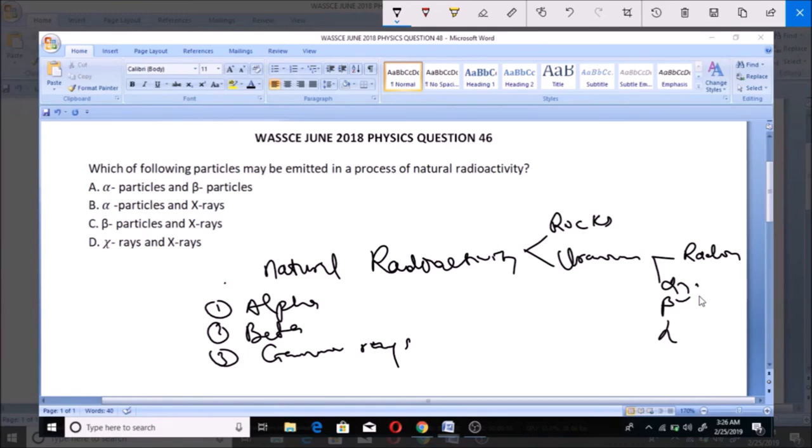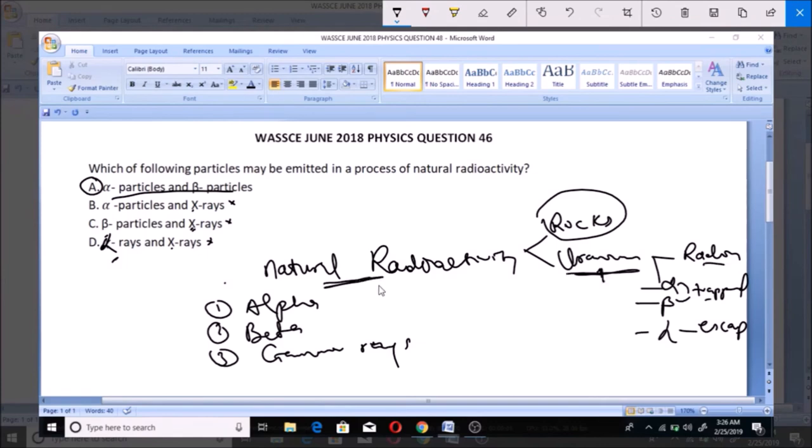Gamma rays are also emitted in natural radiation, but they escape, while the alpha and beta particles are trapped in the rocks. There is always radiation bombarding us from cosmic space here on Earth, but we witness it mostly in rocks, and it involves the radioactive decay of the radioactive element uranium to get radon, thereby emitting alpha and beta particles, which are trapped in the rocks, and gamma rays, which escape. So the answer is A, alpha particles and beta particles. So take note of this specific concentration on natural radioactivity.